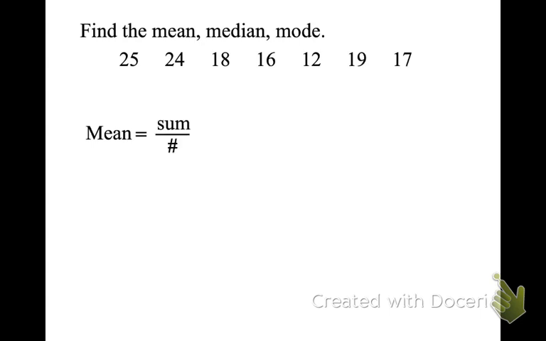Okay, so we are adding it up, and hopefully you got 131. And then we have 1, 2, 3, 4, 5, 6, 7. We have 7 numbers. So now finding the sum, we have to divide by 7. And we have about 18 and 7/10. So the mean is about 18 and 7/10.